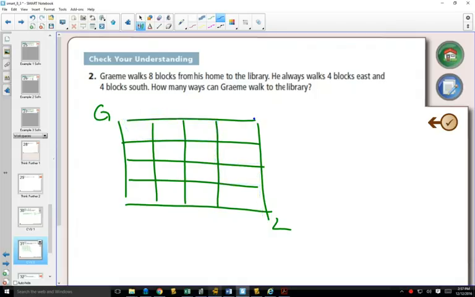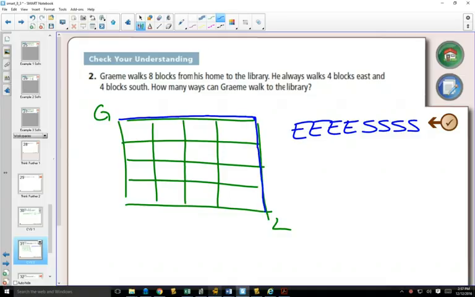Okay. So how do we recognize that this is a Mississippi question? It doesn't look like a Mississippi question. It looks like Graham is going to the library. Well, if we represent it with letters, each path that Graham goes will have 4 easts and 4 souths. Right? So that would be one way that he could go there. And that path would be this one. East, east, east, east, south, south, south, south. Right?